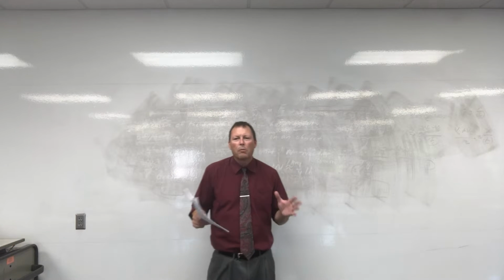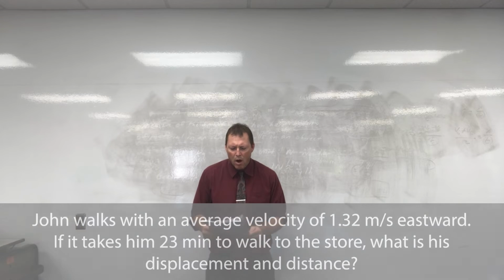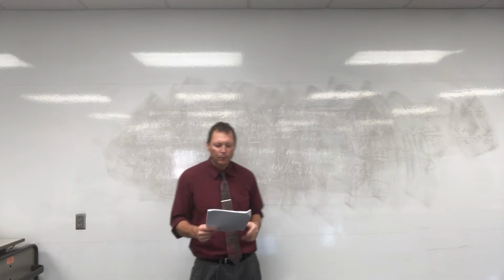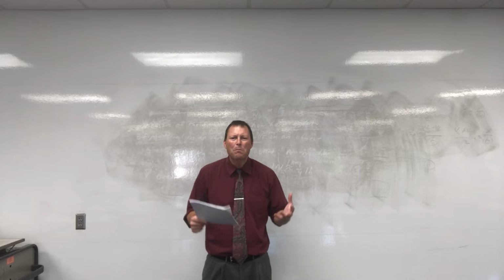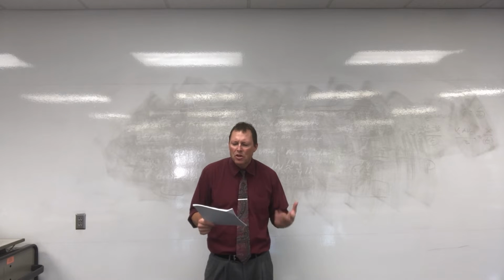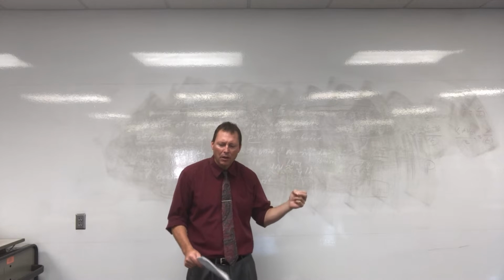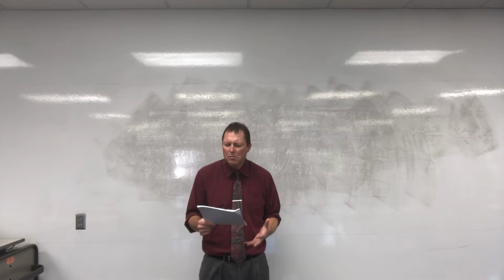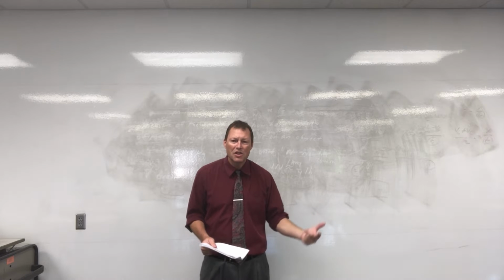Today we're going to solve a problem on distance and displacement. So the problem goes like this. John walks with an average velocity of 1.32 meters per second eastward. First of all, what does 1.32 meters per second mean? That means that an object is traveling 1.32 meters each and every second. And that goes on for 23 minutes, because it says if it takes him 23 minutes to walk to the store, what is his displacement and what is his distance?